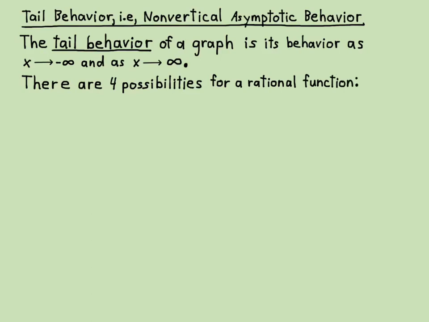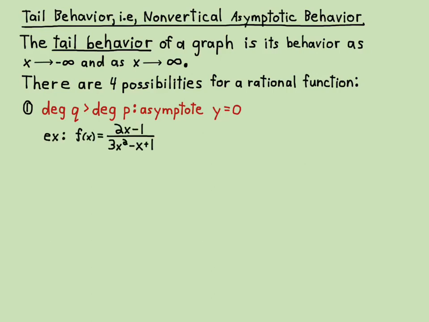So there's four possibilities for a rational function. One, the degree of q. Remember, p is the polynomial in the numerator, and q is the polynomial in the denominator of the rational function. So this says if the degree of the denominator is greater than the degree of the numerator, then the asymptote is y equals 0. So that's the easy one. For example, f of x equals 2x minus 1 over 3x squared minus x plus 1. That has an asymptote at y equals 0, the x-axis.